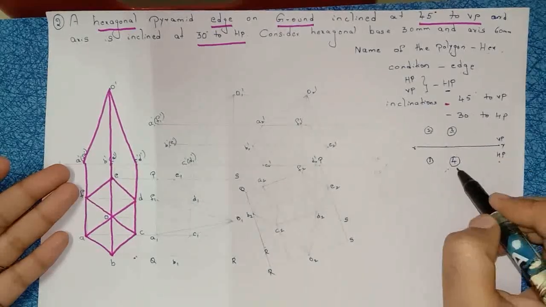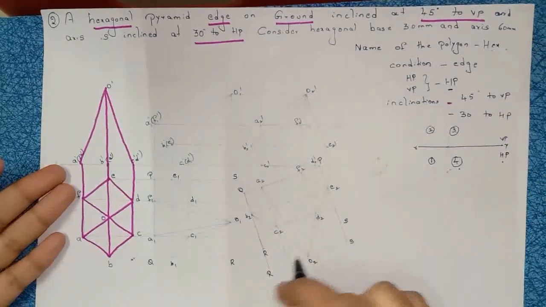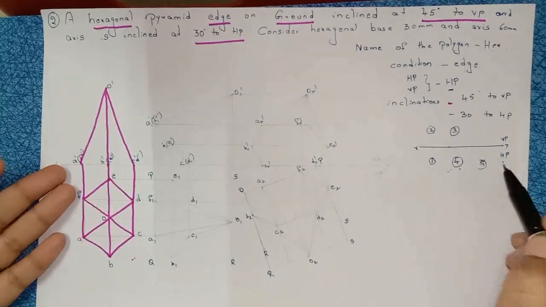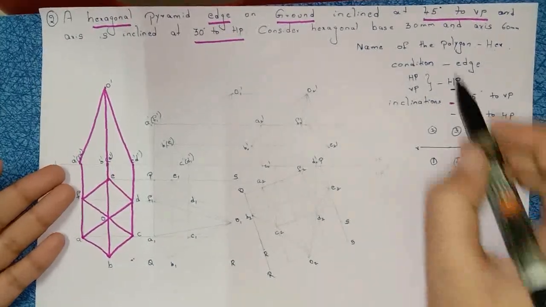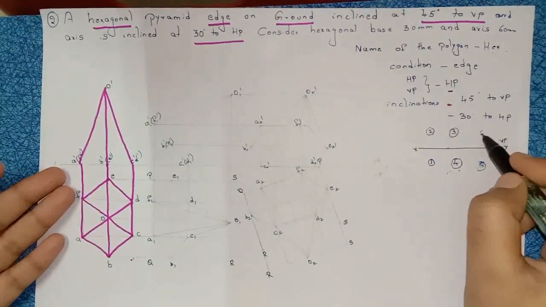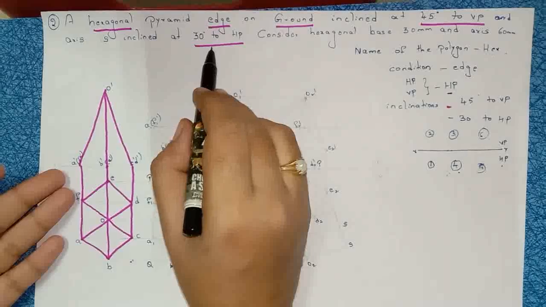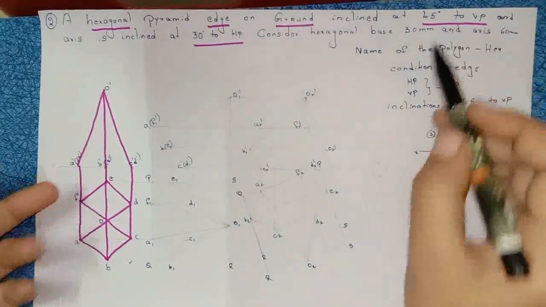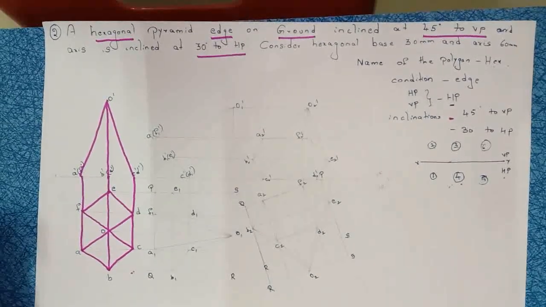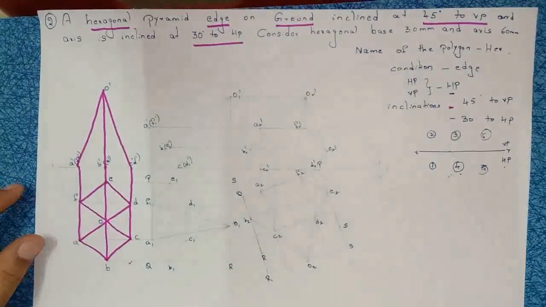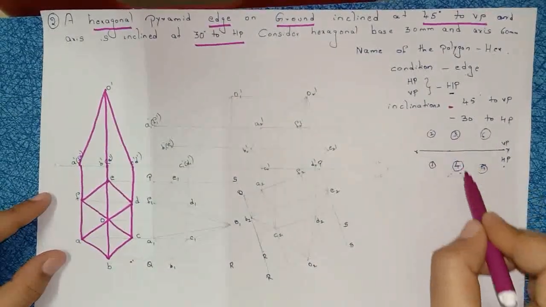If you project this one, you will get 4. Afterwards, you will get the fifth step here. The fifth step means the axis inclination should be 45 degrees to VP. This is the sixth step. So first mark this 30 degrees to HP, then next mark this 45 degrees to VP. In this question they mention it indirectly. So read the question properly and follow this way.